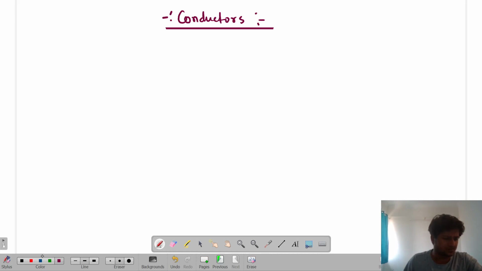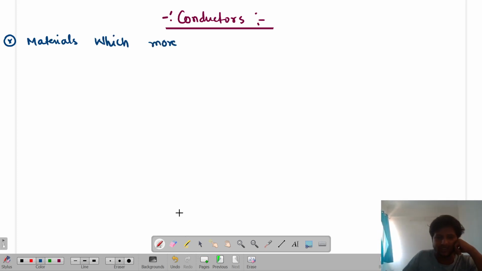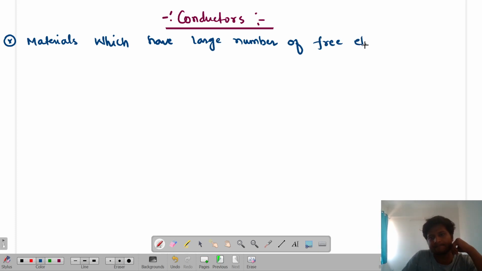So define what are conductors. Basically, materials which have more number of free electrons, isn't it? Insulators have also free electrons. Remember that. So those kinds of objects which have a large number of free electrons, we call them conductors, isn't it?